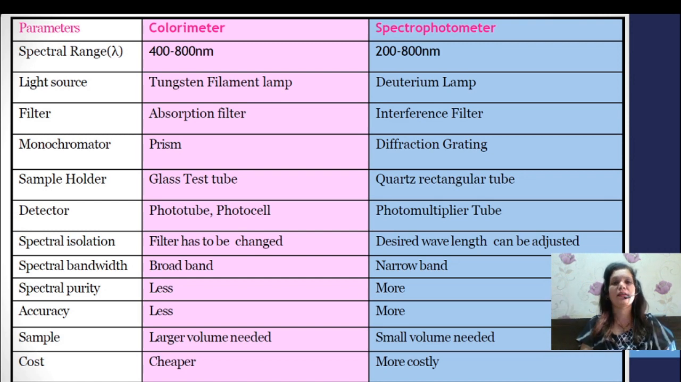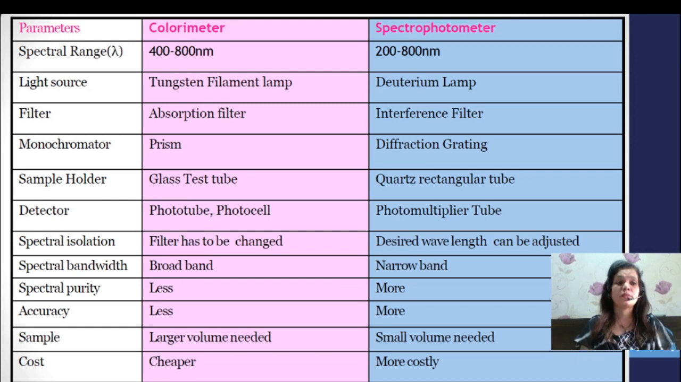Light source: tungsten filament lamp in colorimetry, deuterium lamp in spectrophotometry. Filters: absorption filter in colorimetry, interference filter in spectrophotometry. Prism as a monochromator in a colorimeter and diffraction grating as a monochromator in a spectrophotometer. The cuvette utilized is made of glass in a colorimeter, whereas a quartz rectangular cuvette is utilized in a spectrophotometer. Yes, you know the reason. Detectors: phototube or photocell in a colorimeter, and photomultiplier tube in a spectrophotometer.